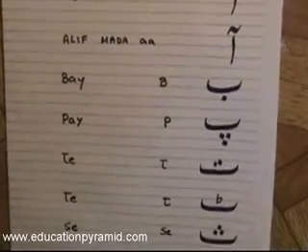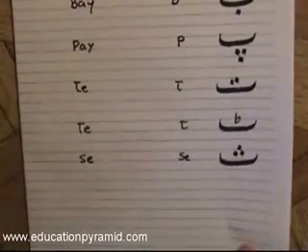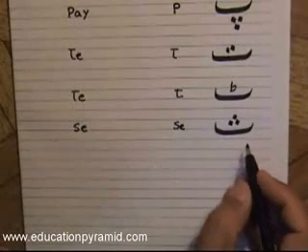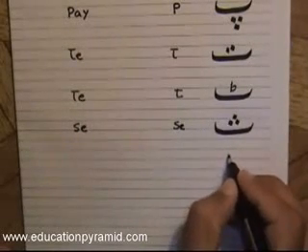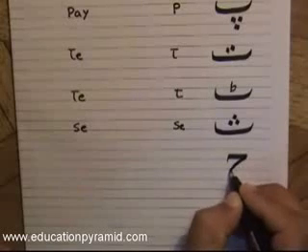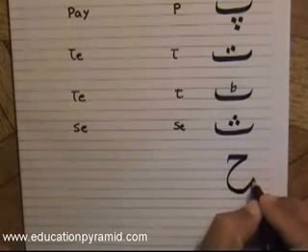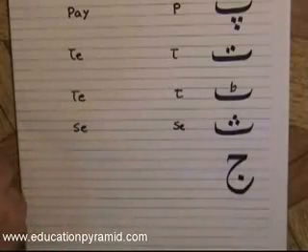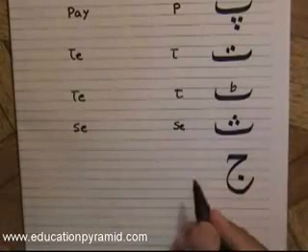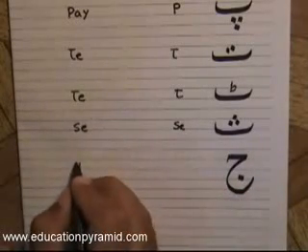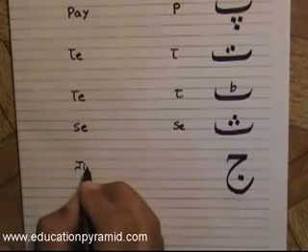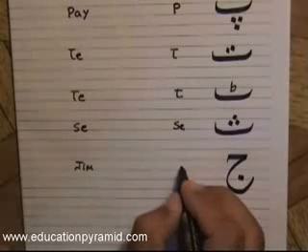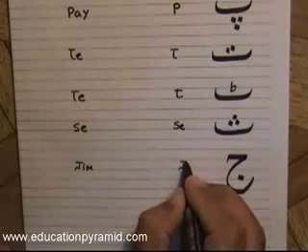Then we move to the next group, which is Jim. We write like this: Jim, like J sound. It's Jim, J sound.